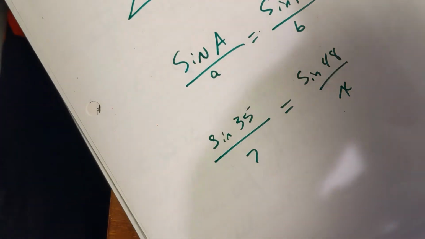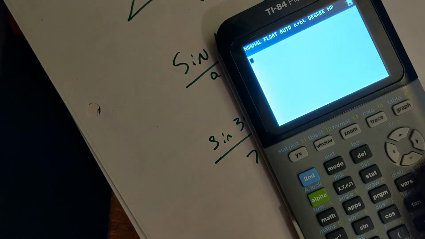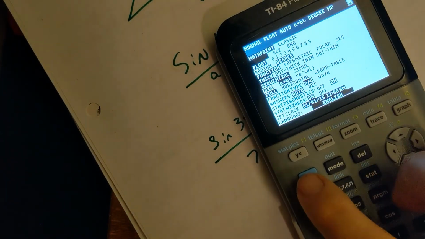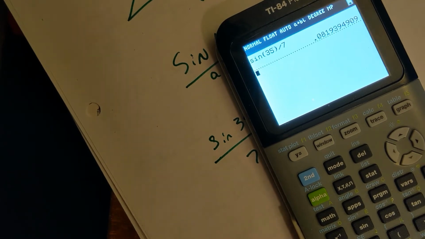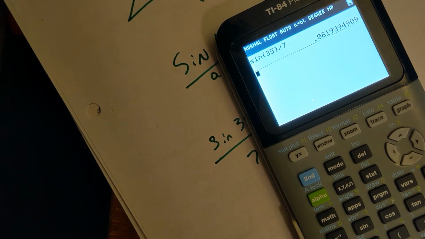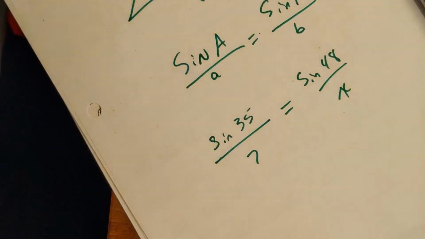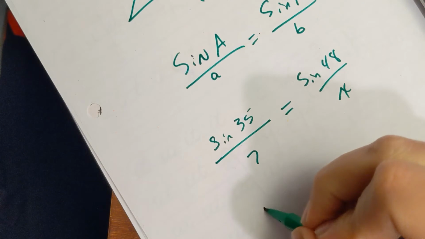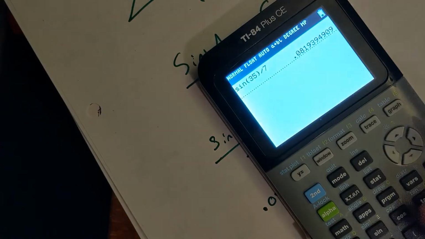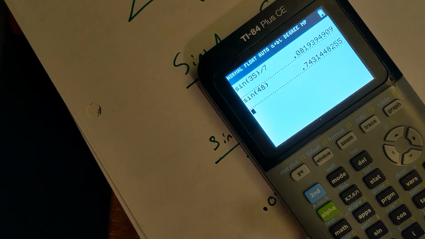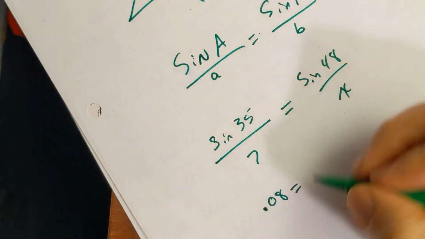And we're going to plug these numbers in. So first thing, I'm going to make sure I'm in degrees, which I am. So sine of 35 divided by 7. And I do get this really, really small decimal. So I'm going to convert this just to 0.08. So 0.08 equals, now I'm going to do sine of 48, and I'm going to round this to 0.74.